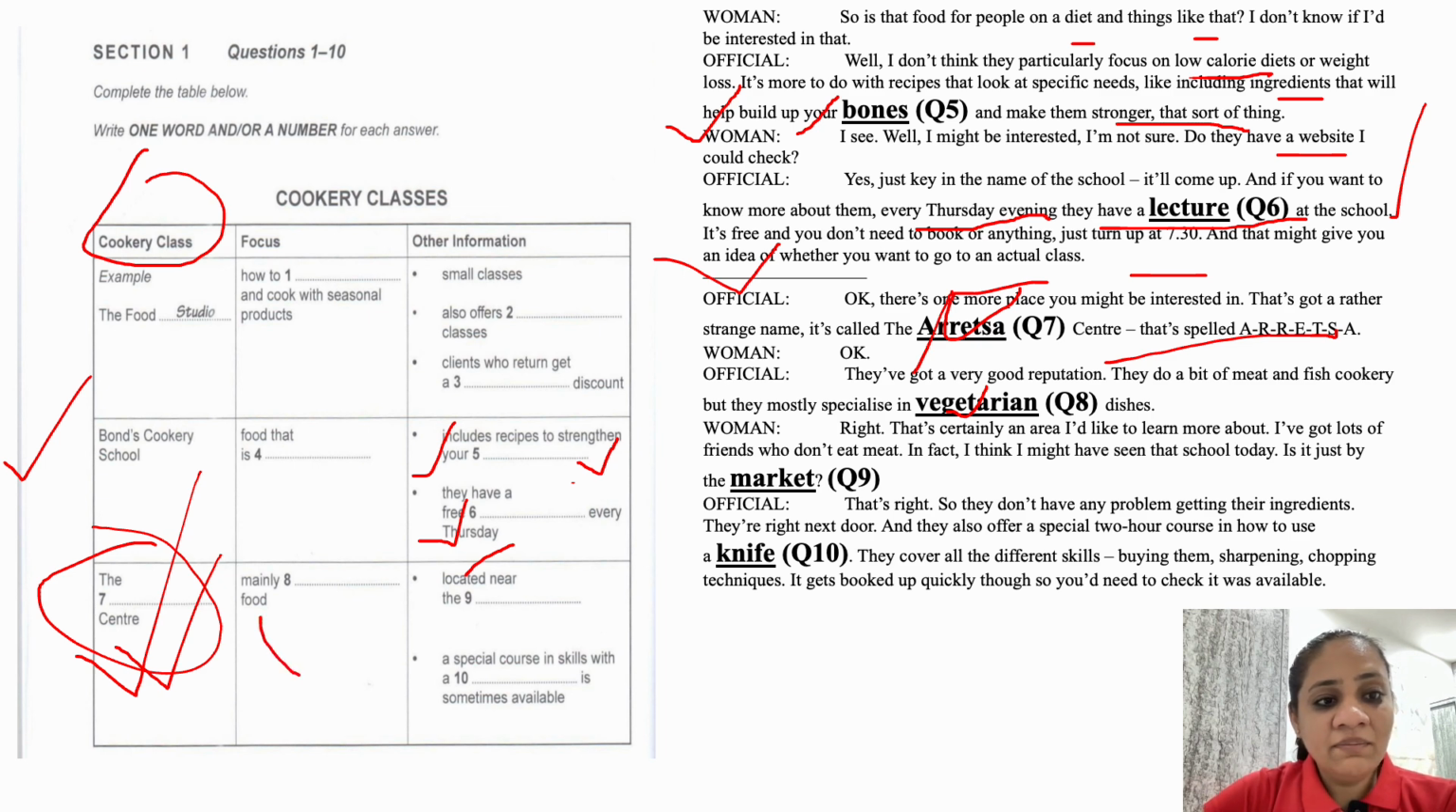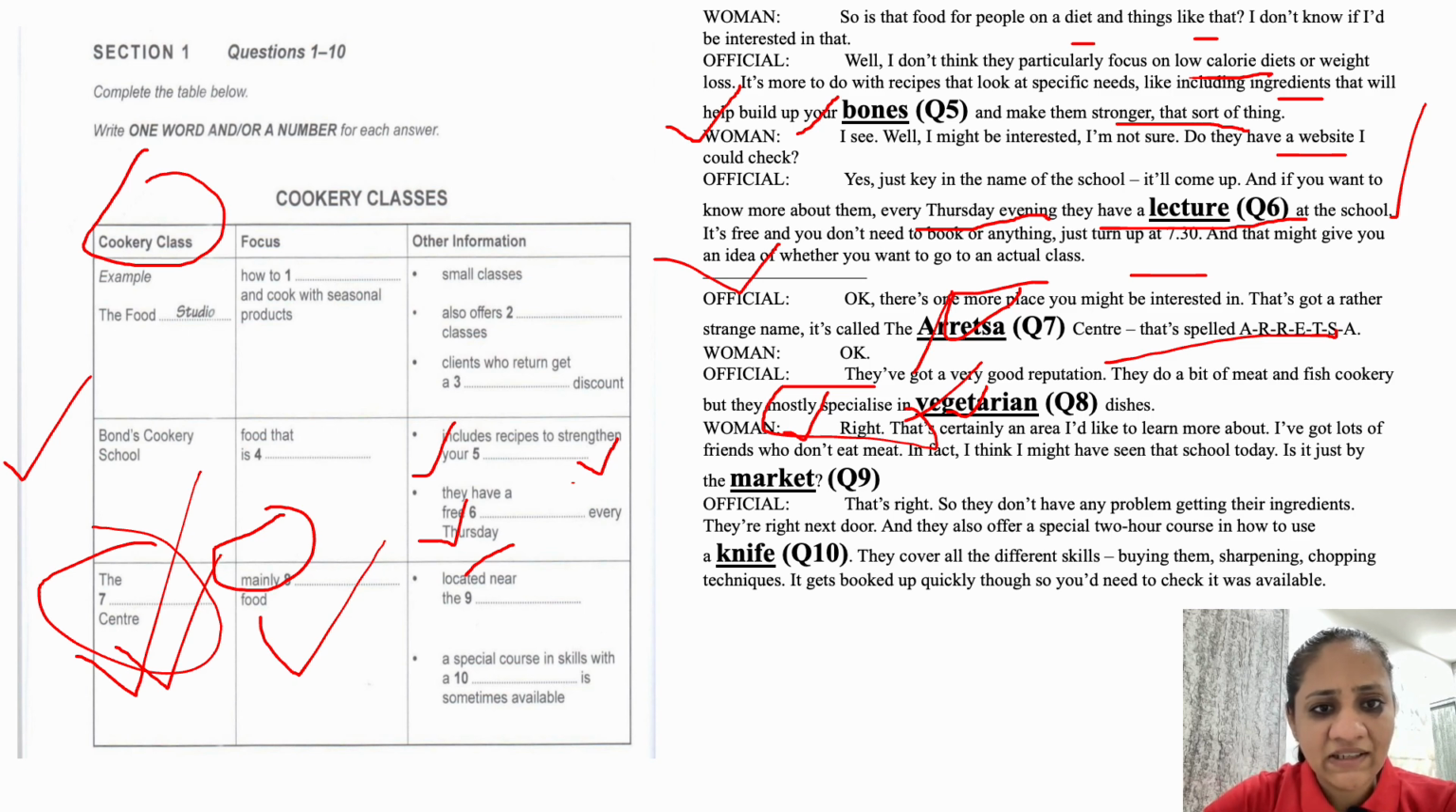Now we have to focus on "mainly dash food", which kind of food, as we have discussed over here. They do a bit of meat and the fishery cook, but mostly specialized is equal to mainly. Yeah, so mainly and most specialized are both synonyms. After our answer, they have written food. So what is our answer? Answer is vegetarian. Okay, so the eighth answer is vegetarian.